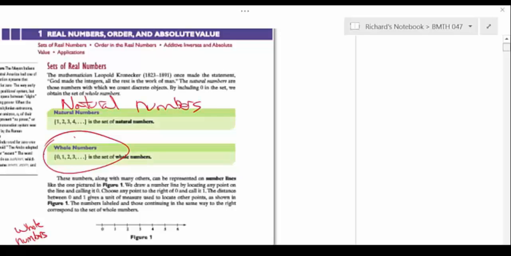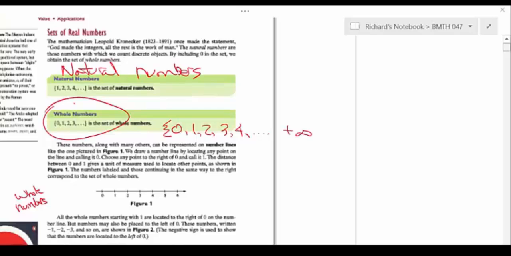Now, the natural numbers and the whole numbers keep on going up, all the way up to infinity. So, for example, with the whole numbers, let's continue with 0, 1, 2, 3, 4, dot, dot, dot, all the way up to positive infinity. Now, why am I saying positive infinity? Well, let's take a look at a number line.